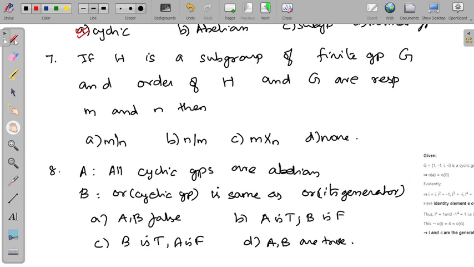Seventh one, if H is a subgroup of finite group G, and the order of H and G are respectively M and N, so this is the order of H and this is the order of G, then M divides N. So this follows from Lagrange's theorem. Lagrange's theorem states that the order of the subgroup divides the order of G. So here the order of H is M, and M divides N.